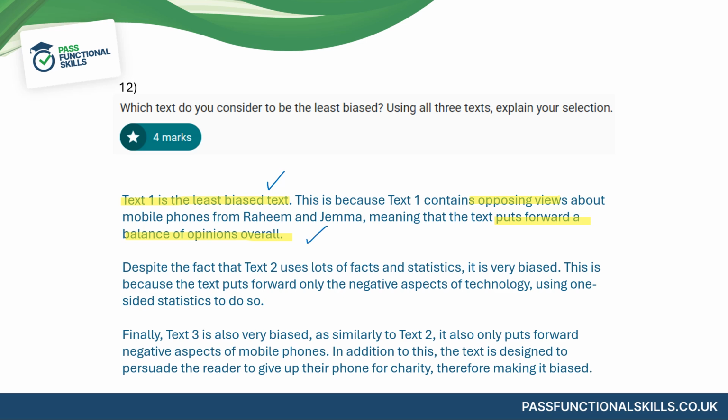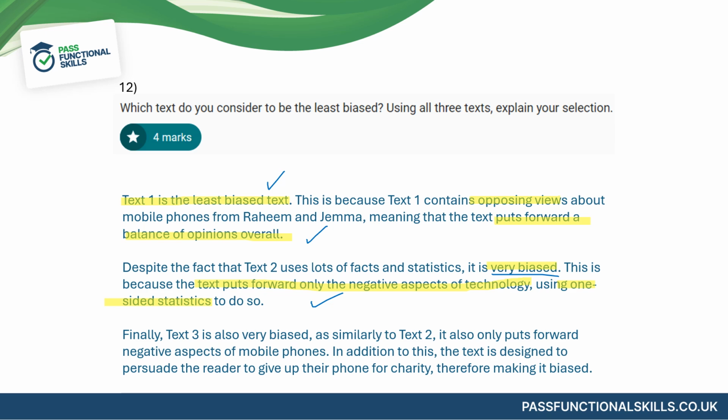Then for our next 2 marks, we need to explain why text 2 and text 3 are more biased. So we've got, despite the fact that text 2 uses lots of facts and statistics, it is very biased. This is because the text puts forward only negative aspects of technology using one-sided statistics to do so. So we've got a full explanation there of why text 2 is more biased. Also make sure that you are saying that it's very biased or it's more biased than the other text, just to show the examiner that you're making a judgment on the levels of bias in each text.